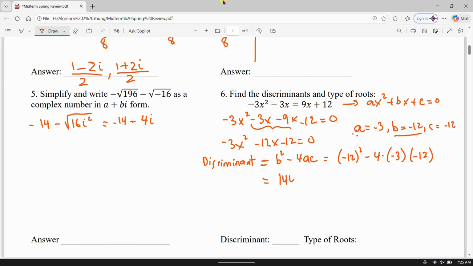So b squared is 144. Multiply all of this: minus 4 times negative 3 times negative 12 is negative 144. So 144 minus 144 equals 0. When the discriminant is 0, you're going to have 1 real root. So the answer is right there in the bottom.